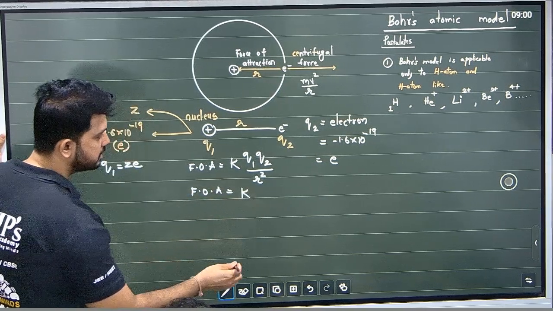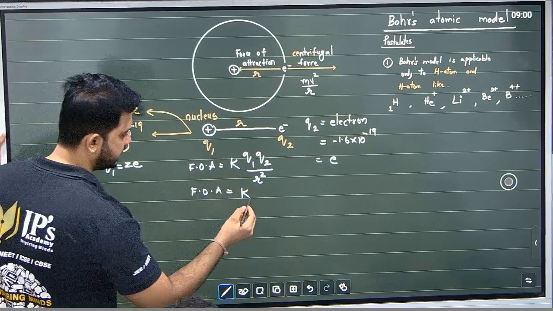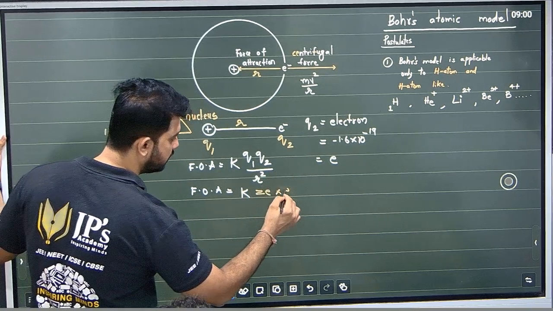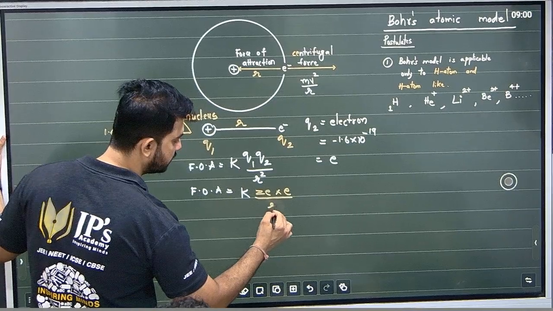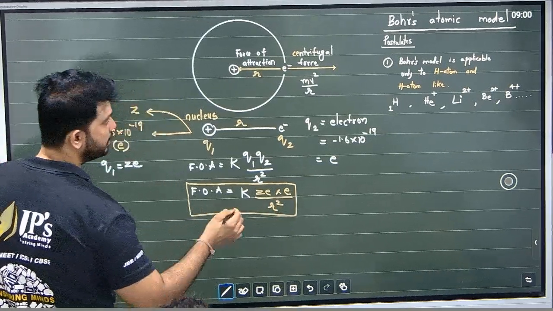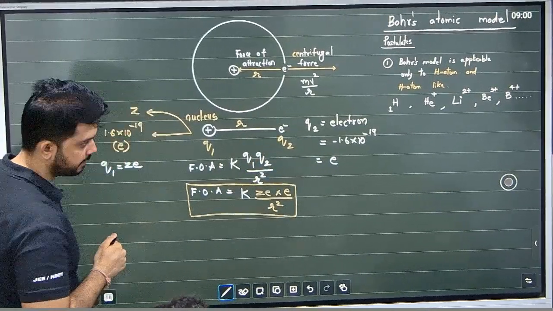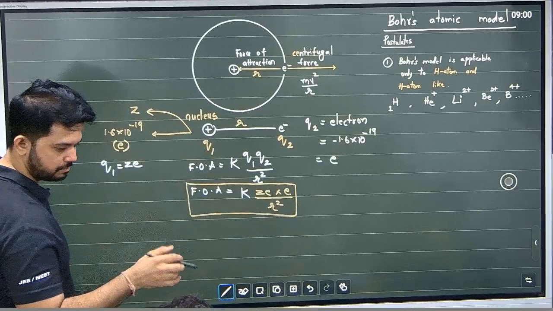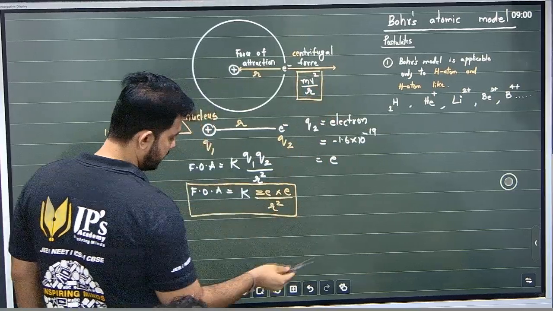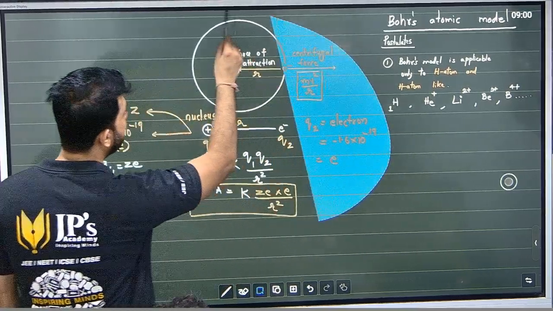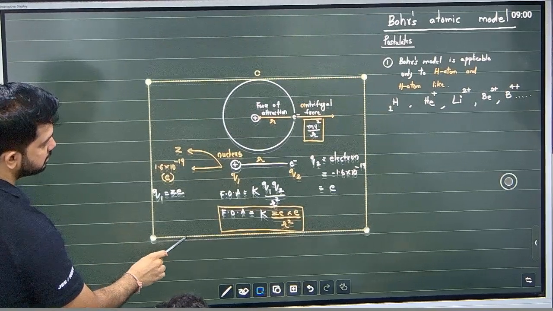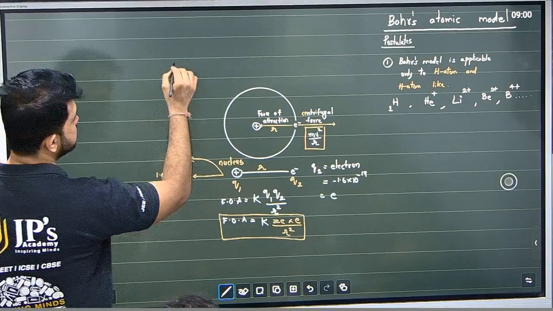K. How much is Q1? ZE times Q2, E, over r squared. That's the force of attraction. We won't take negative, we're just looking at the magnitude. Centrifugal force is how much? mv square over r. This is the second postulate.